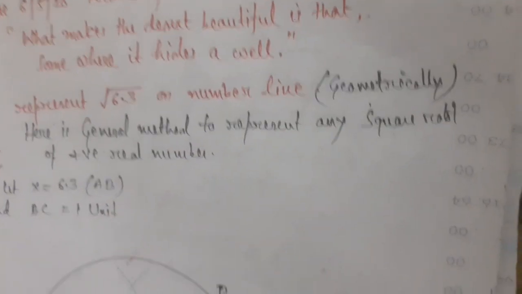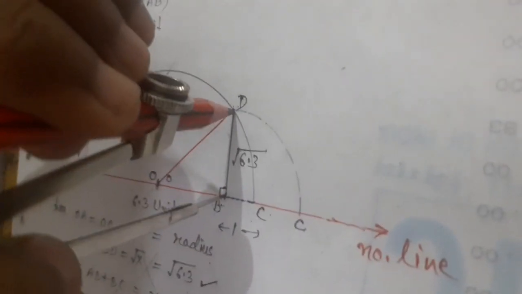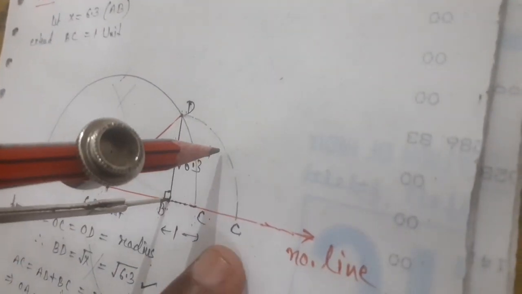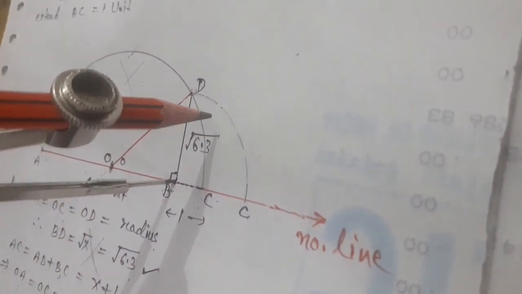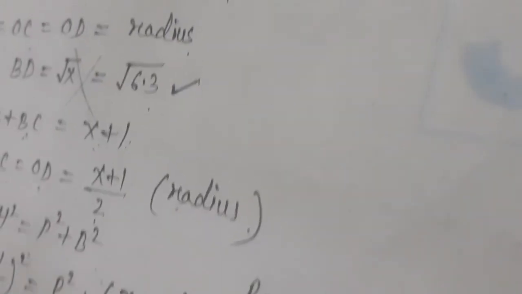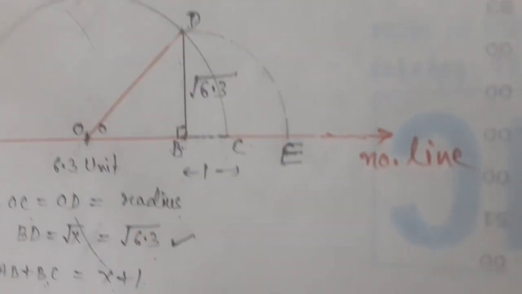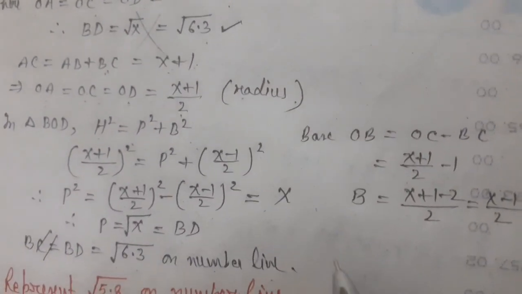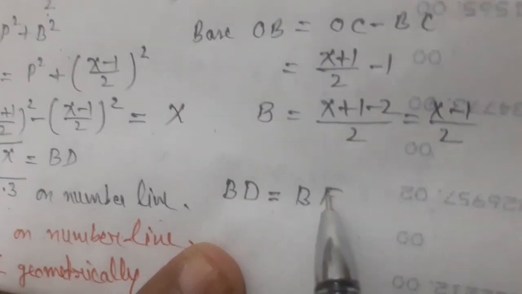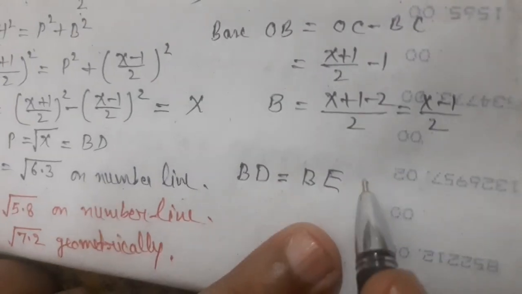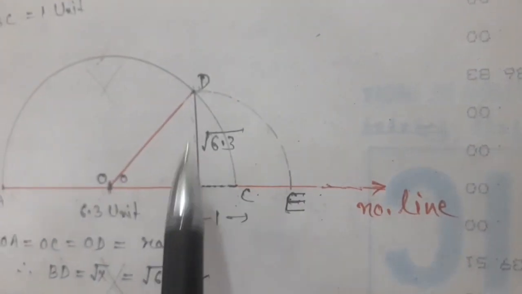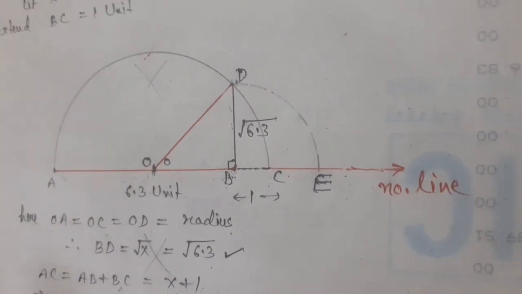You can measure this length BD. Then you draw an arc which intersects the line at a point, suppose E. Then at last we can say BD equals BE. So BE is also equal to root 6.3 on the number line, and BD is the geometrical representation. In this way, this is the general method.